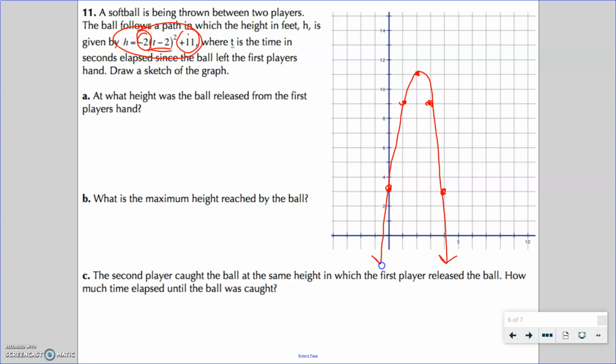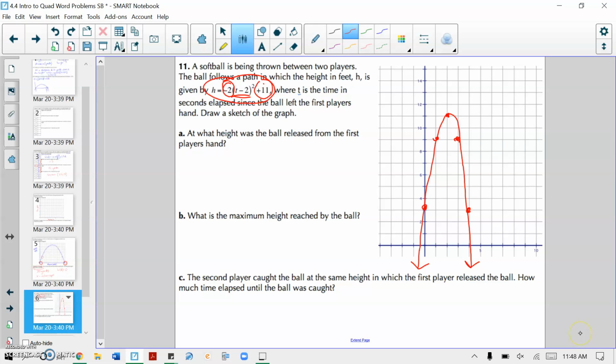Now here's the deal though. That's what the graph of the quadratic is, right? But we're talking about a softball being thrown between two players. You can't go negative seconds in time. So based on the context, mathematically I can graph this, but this part of the graph that I'm erasing right now doesn't exist.